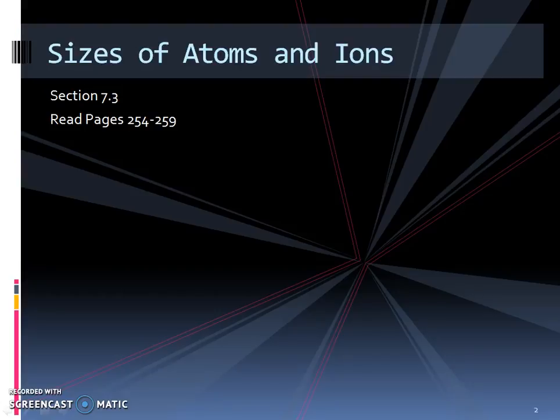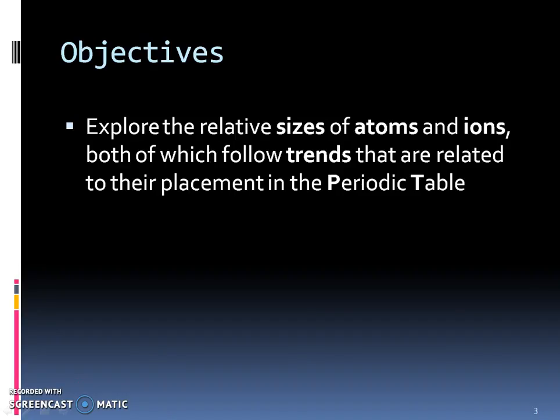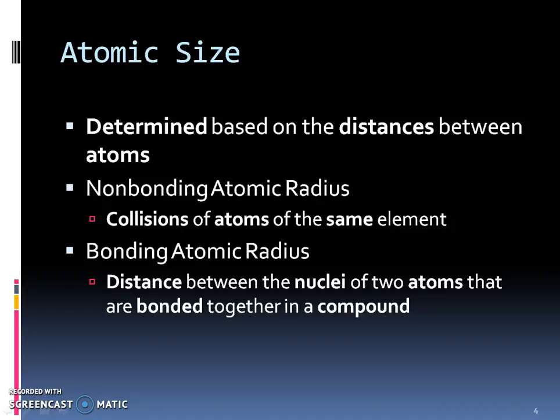This is Mrs. O'Neill for AP Chemistry, Chapter 7, Section 3, Sizes of Atoms and Ions. In this section, hopefully you'll understand the relative sizes of atoms and ions and the trends on the periodic table. So again, I suggest you pause, fill in the blanks, and then play to hear my words.